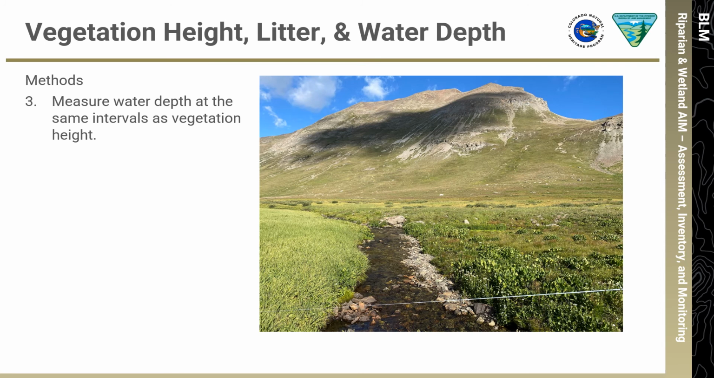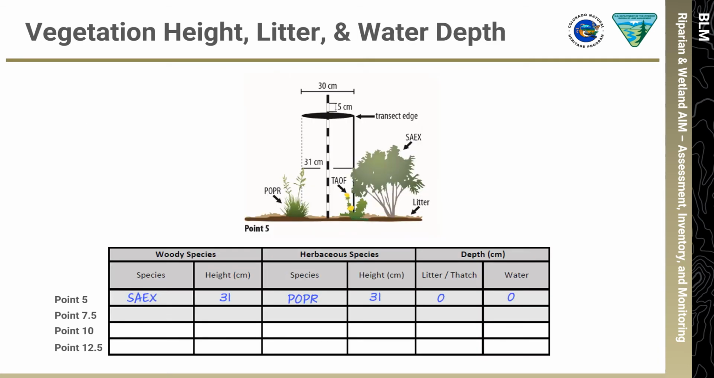Next, measure water depth at the center of the 15 centimeter radius used for vegetation height. Measure water depth from the top of the water to the ground surface. Where no water is present, mark 0 in the water column of the datasheet. Let's go over a few examples.